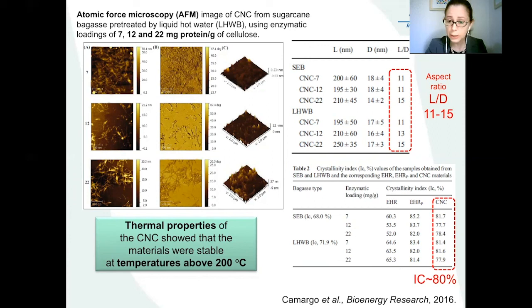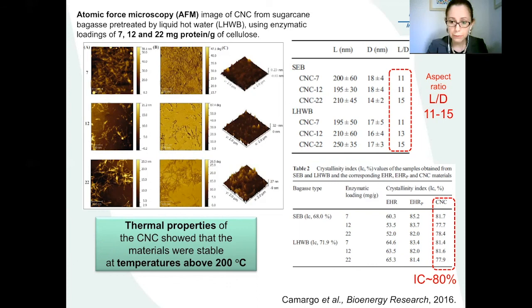And the samples also presented the crystallinity index above 80%, which is also a typical value for CNCs. And the thermal properties of these materials showed degradation temperatures above 200 degrees, which are temperatures required when we intend to use CNC in the processing of polymeric materials. So we need to have this type of thermal stability of the material.